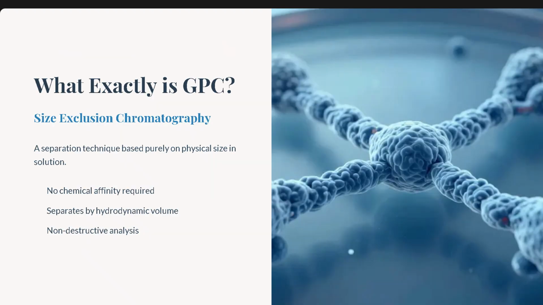So what exactly is GPC? GPC stands for Gel Permeation Chromatography, and it belongs to a broader technique called size exclusion chromatography. Unlike many chromatographic methods, GPC does not separate molecules based on chemical interaction. There's no polarity-based separation, no charge-based separation. It separates purely based on physical size, specifically hydrodynamic volume in solution. That means molecules are separated according to how big they behave in a solvent. And importantly, this is a non-destructive analysis. Your sample remains chemically unchanged.